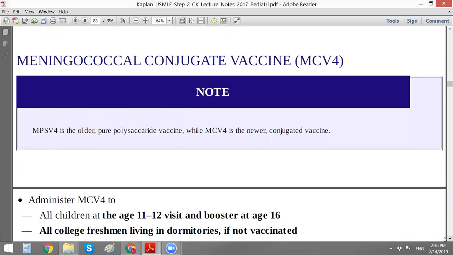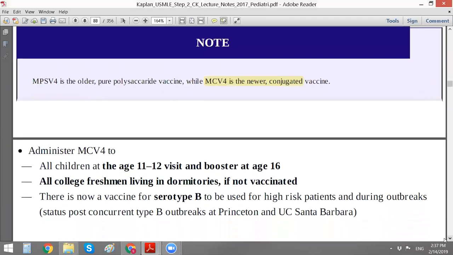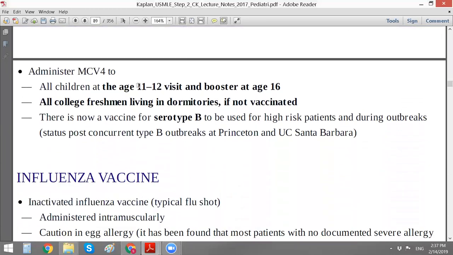Meningococcal conjugate vaccine, MCV4. MPSV4 is the older, pure polysaccharide vaccine, while MCV is the newer conjugate. So give the newer conjugate. Administer MCV4 to all children at age 11 to 12, with a booster at age 16, and to all college freshmen. There is now a vaccine for serotype B, used for high-risk patients and during outbreaks, following serotype B outbreaks at Princeton and UC Santa Barbara.